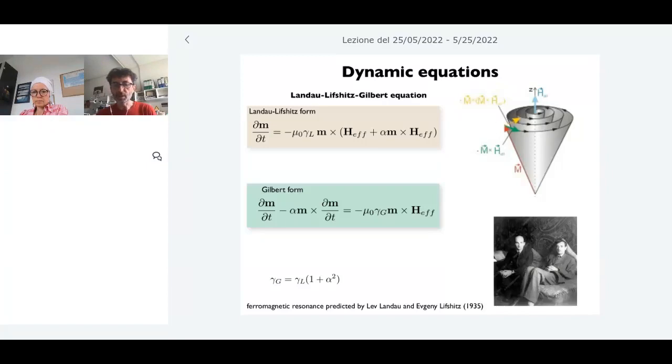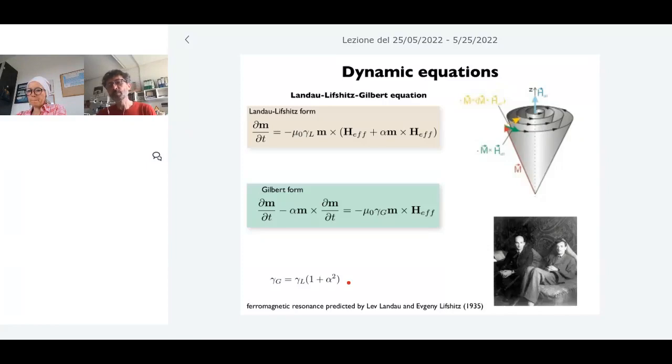You will have this in the slides. Let's say that this is interesting, especially for those that aim to work on this, but this is mainly to know. The two different forms are mathematically equivalent, and the equivalence is given by these relations.